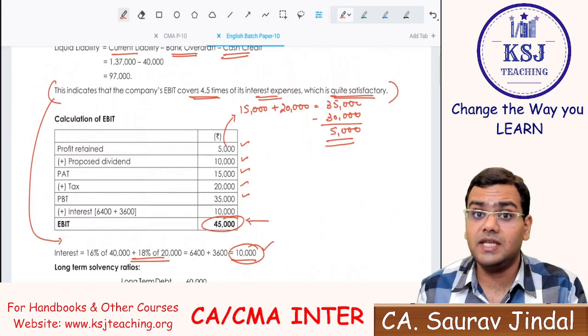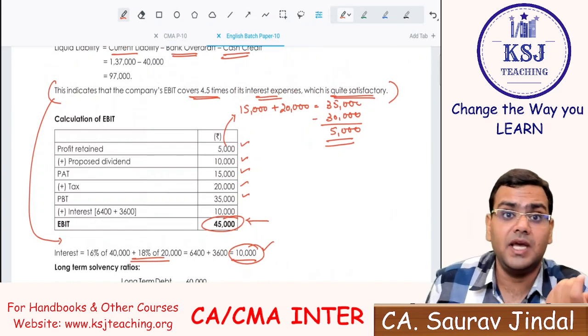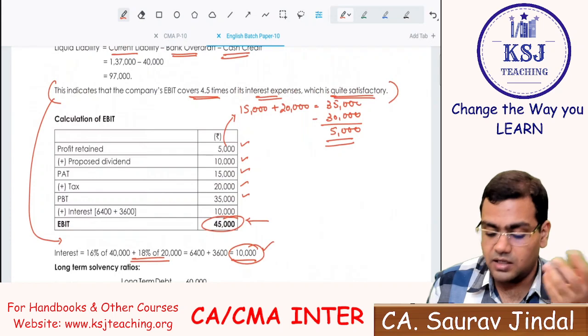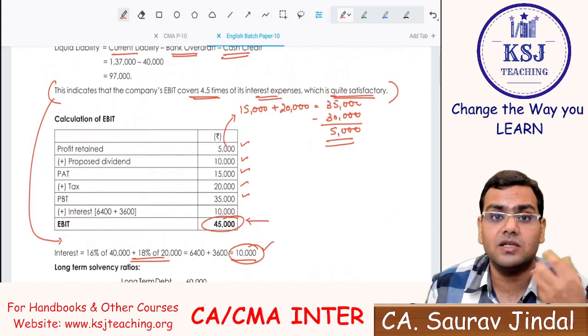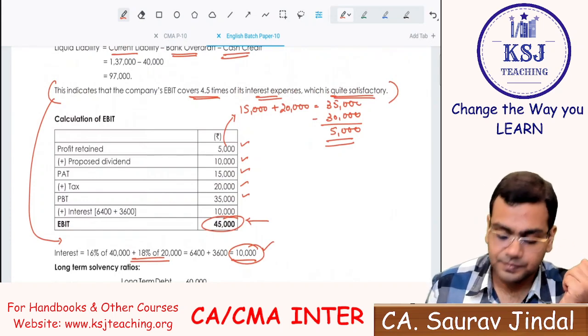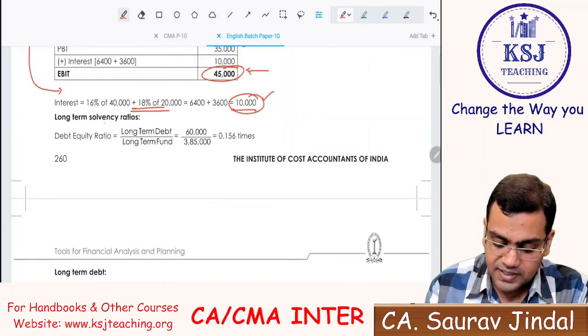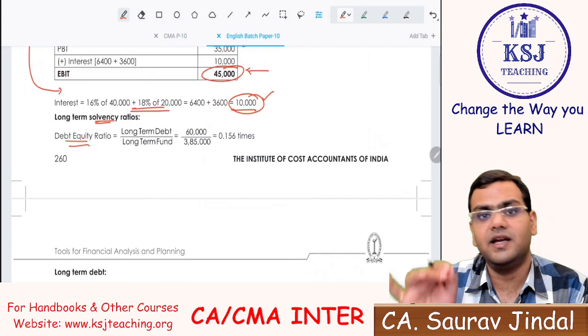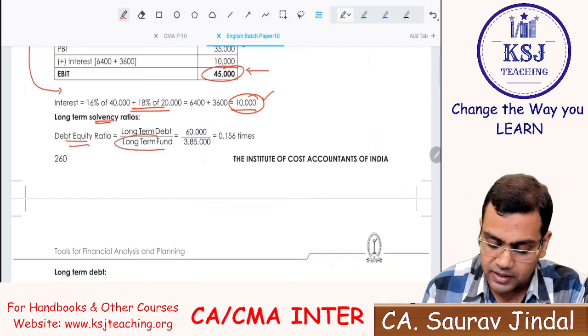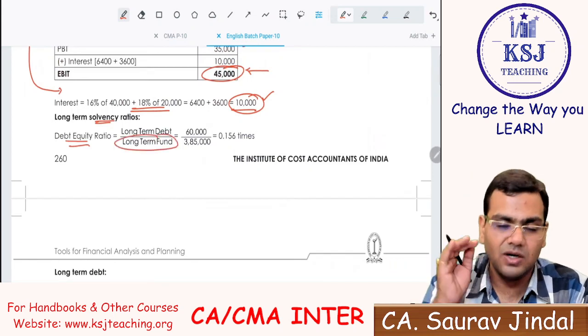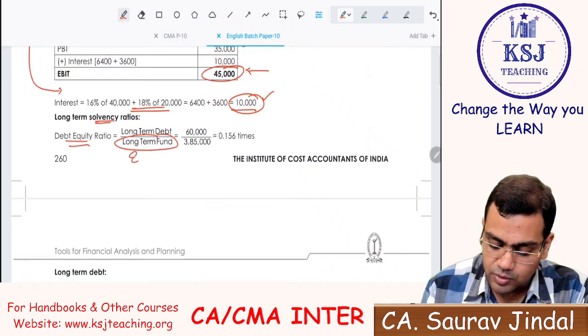So we want to see whether in the long term we will be able to meet our interest liability, our commitment. Now, the long-term solvency ratio is the debt equity ratio. Again, it is wrongly calculated. Long-term funds cannot be there, sir. It has to be equity only.